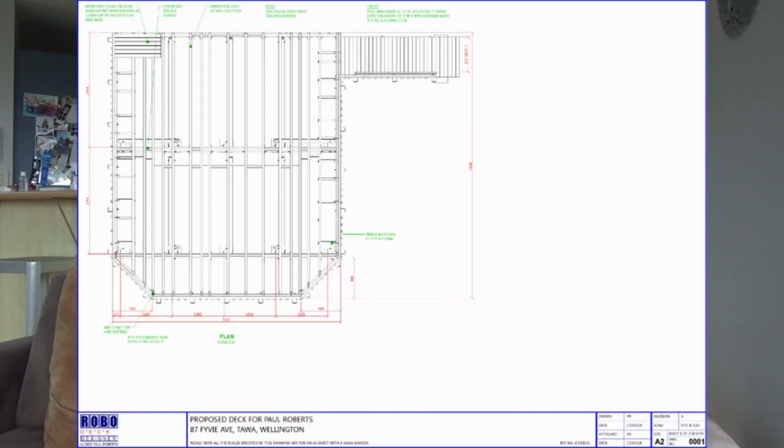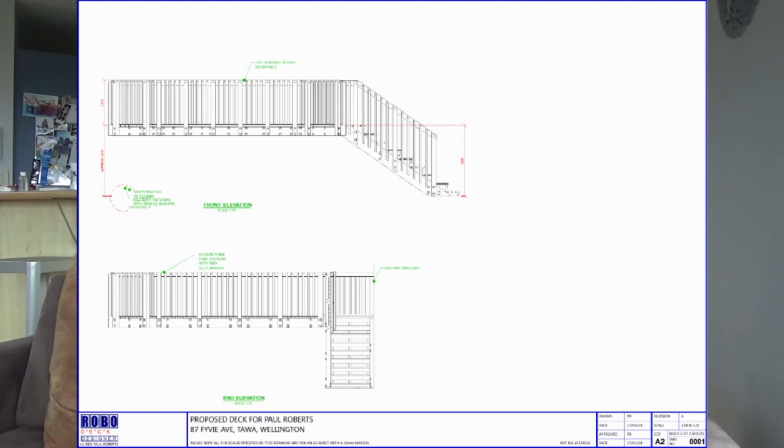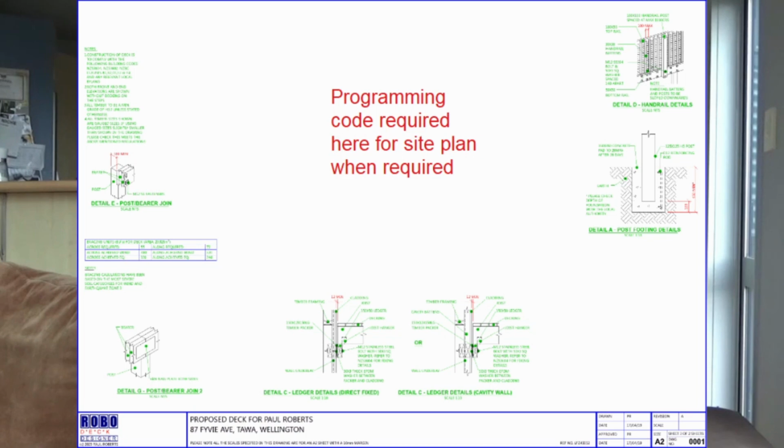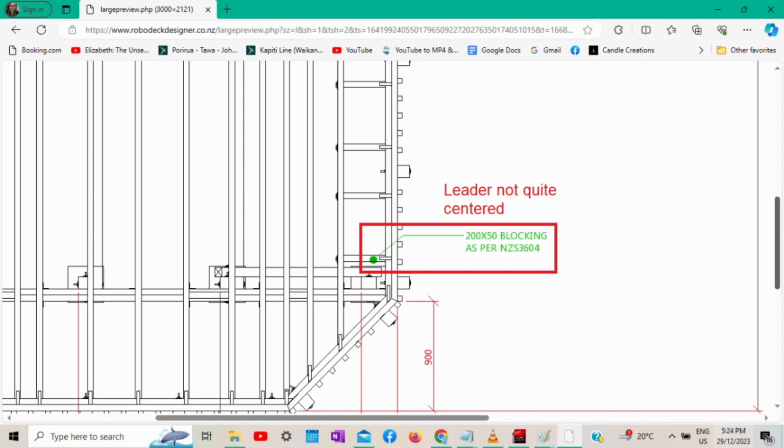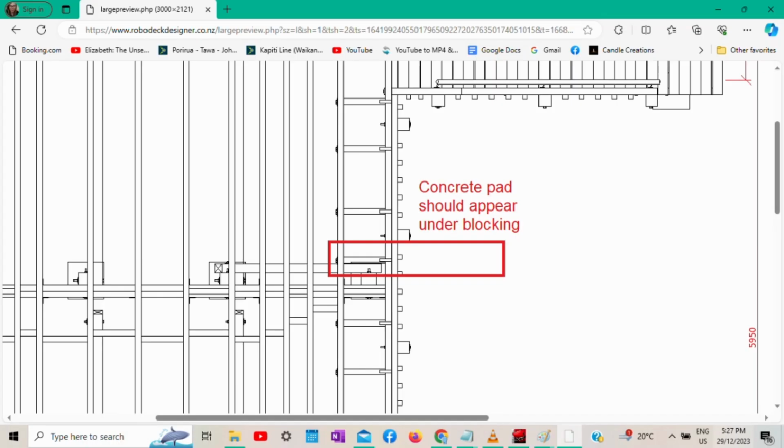So let's look at a sample drawing. This deck here is 5201mm by 5950mm. With first impressions you might think I'm just about there already, but there's actually a bit more behind it. If you look closely at the drawing, you can see a few things that need tweaking. As you can see here, the leader is not in the correct position. The concrete pad should be underneath the blocking, but these aren't the only problems.